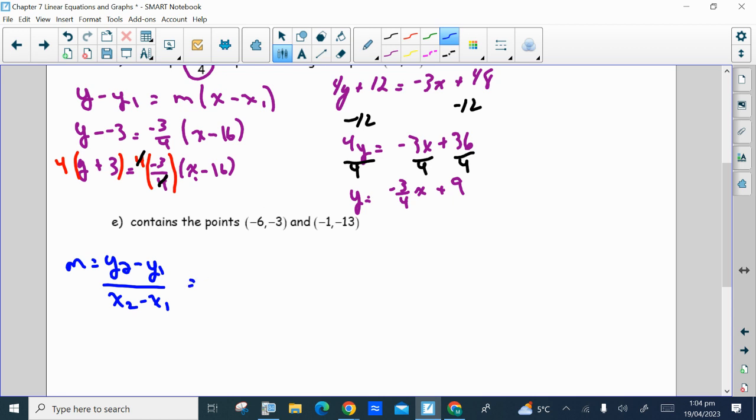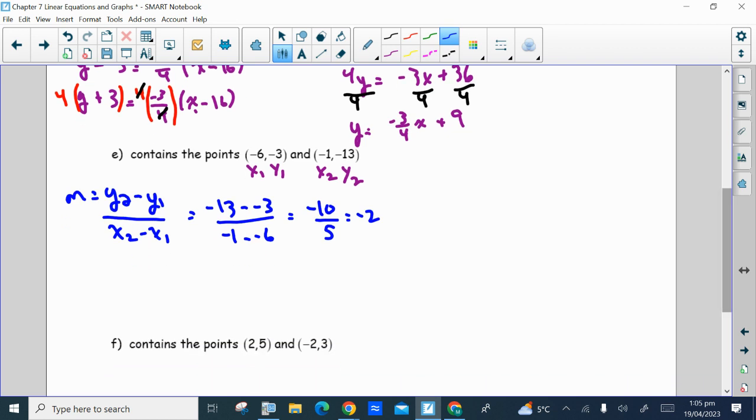If the first point is point 1, that's x1 and y1. The second point will give us x2 and y2. So it'll be negative 13 minus negative 3 over negative 1 minus negative 6. Again, the minuses both become plus positives. So it'll be negative 13 plus 3, which is negative 10, over negative 1 plus 6, which is positive 5, which is negative 2. That's our slope. That's m.